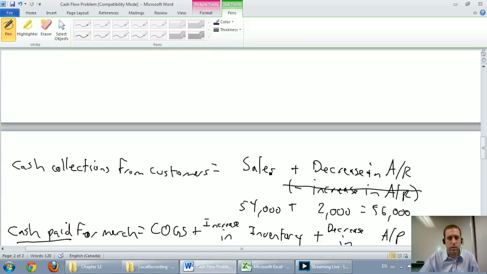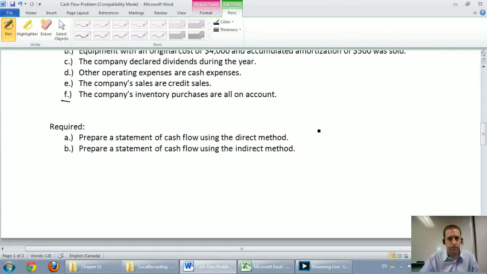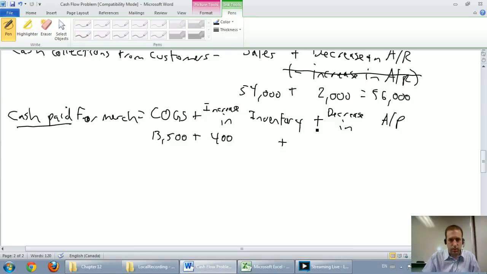Plus decrease in accounts payable. What did accounts payable do? Oh, it didn't go down, it went up. It went from 4,000 to 5,800. It went up by 1,800. So because it increased, that actually is going to be a negative here. So let me cross that out. It's a minus 1,800. So 13,500 plus 400 is 13,900, minus 1,800 is 12,100.